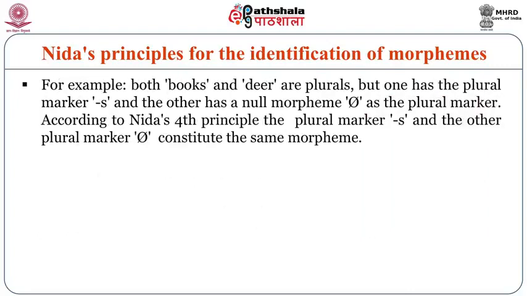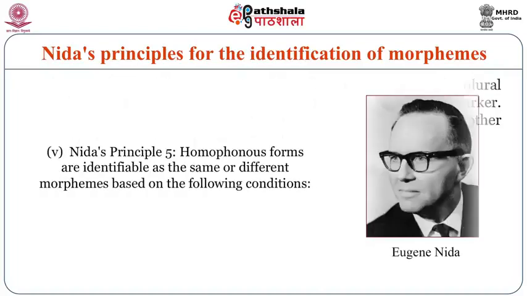For example, try to understand it like books and deer are plurals, but one has the plural marker s and the other has a null morpheme. You can see deer has a null morpheme as the plural marker. According to Nida's fourth principle, the plural marker s and the other plural marker constitute the same morpheme.